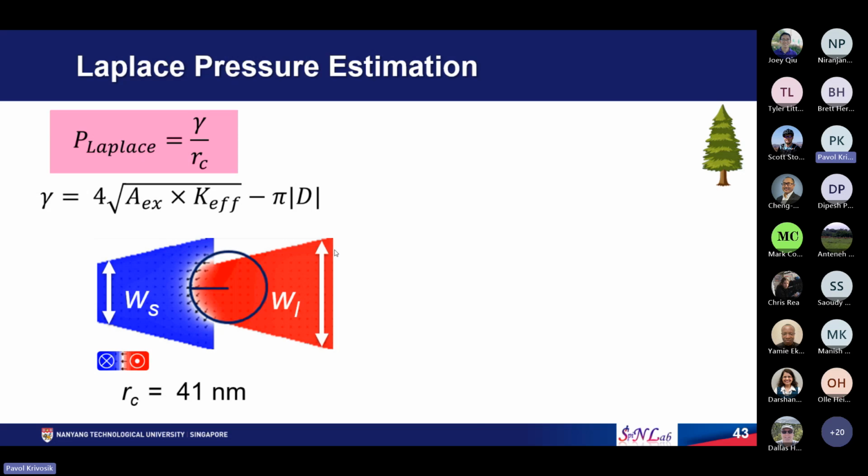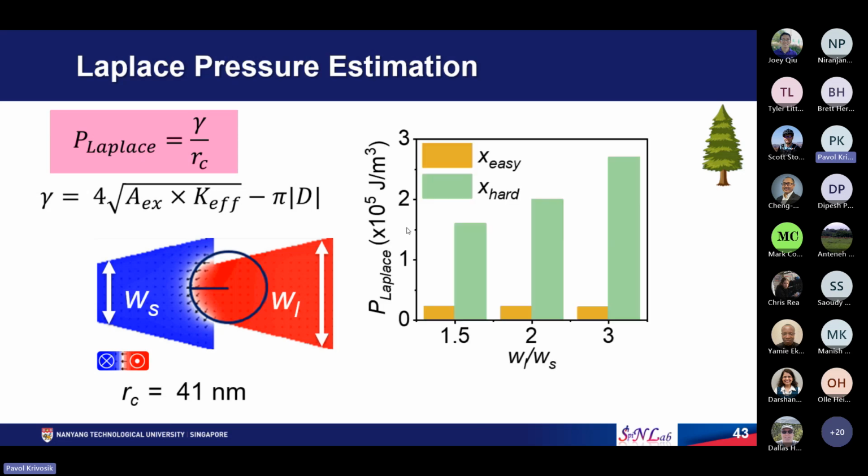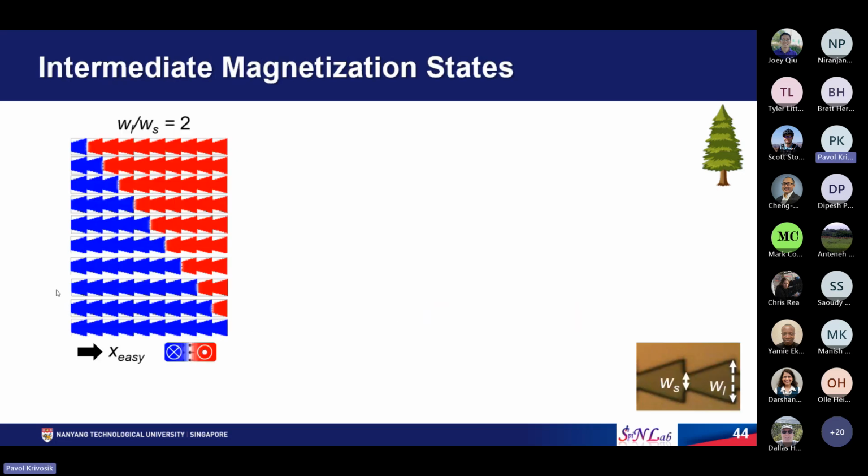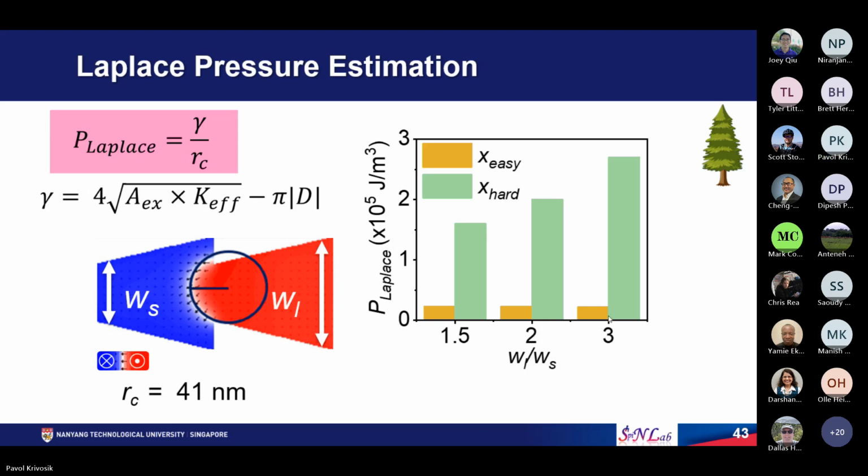This is coming because of the Laplace pressure that I discussed before. So we can calculate the radius of the domain wall membrane in this particular device. We have the radius, we can substitute the material parameters and calculate the gamma. Substituting all this, we can calculate the Laplace pressure. Since WS was kept constant, the Laplace pressure for a domain wall that moves from left to right is constant. On the other hand, if you send a domain wall from right to left, it will have different Laplace pressure. So you need more and more current if you keep increasing the value of WL.